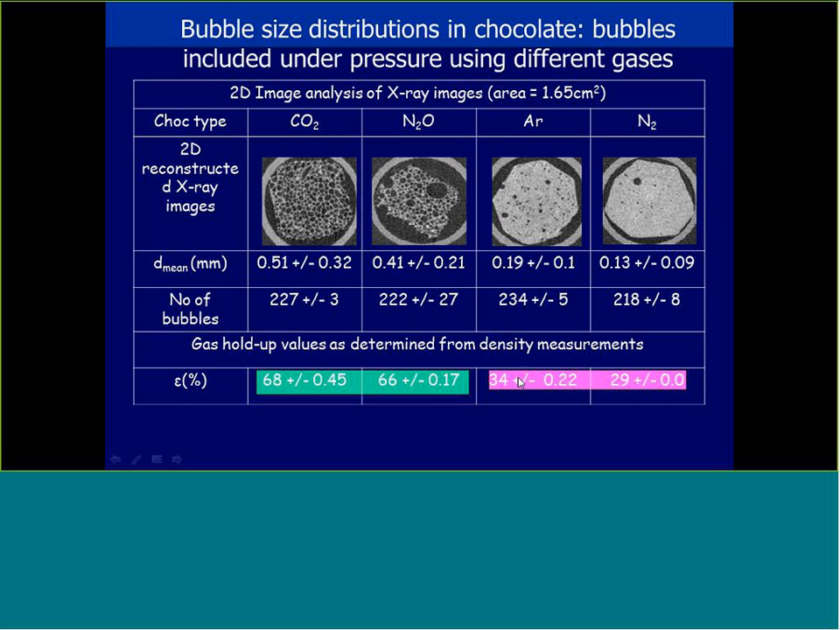And the reason is very simple. Carbon dioxide and nitrous oxide have a much higher solubility than argon and nitrogen. With higher solubility, you get what we call a macro-aerated product. With lower solubility, you get a micro-aerated product. Macro-aerated products are easy to bite. Micro-aerated products are slightly harder to bite. And it all depends on consumer liking.